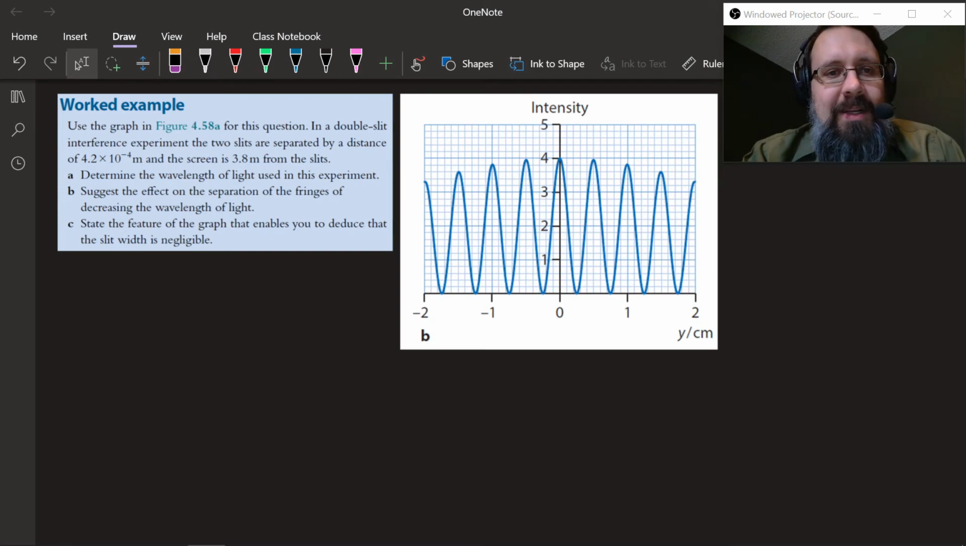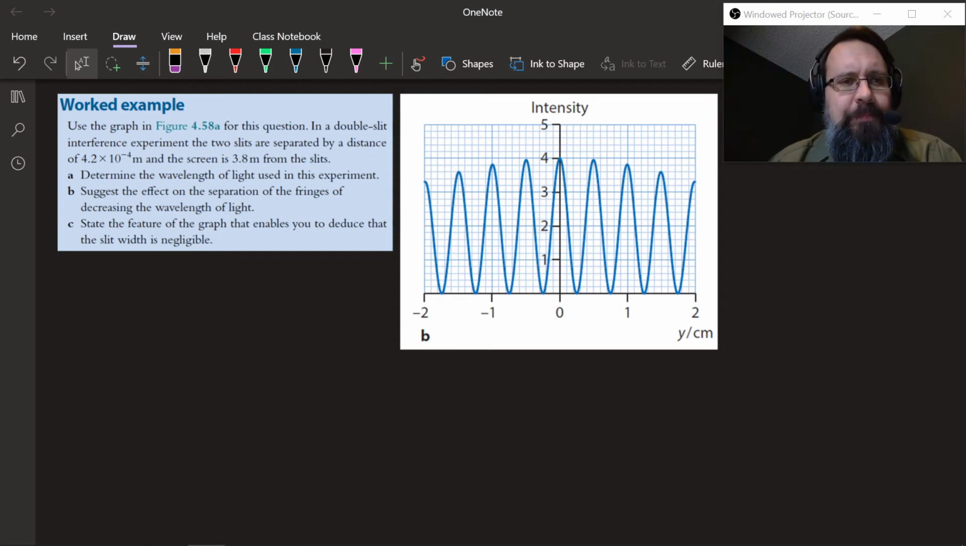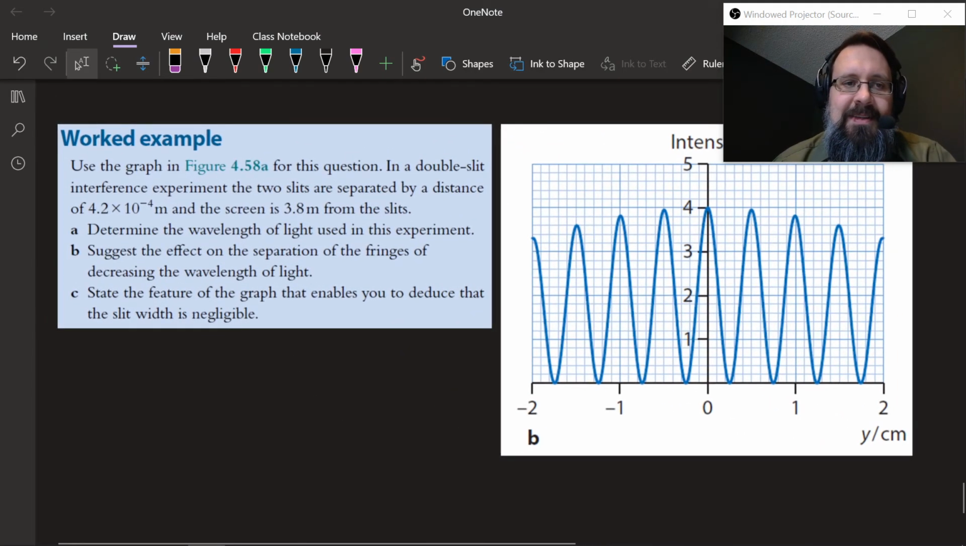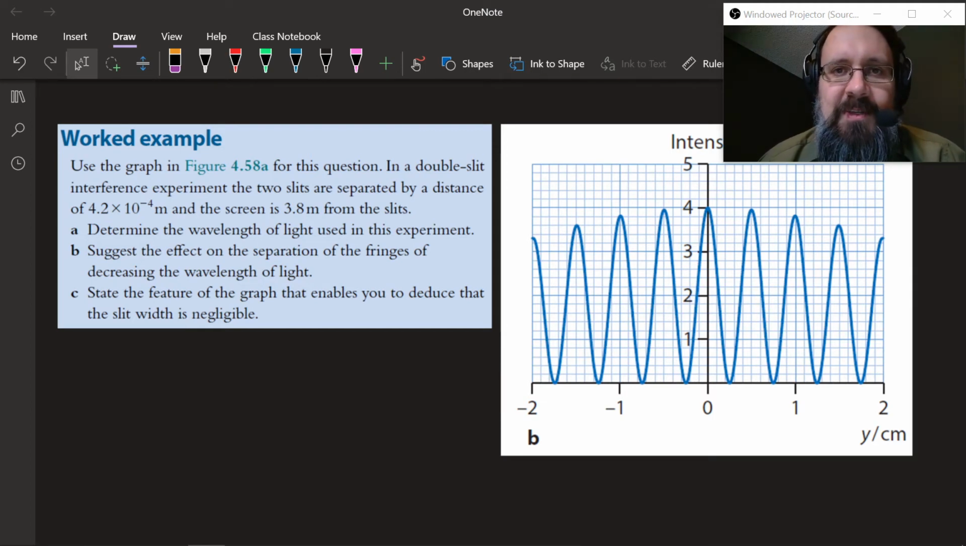Okay, we're going to look at this worked example. This is very similar to a practice question I'll be giving you if you decide to do that option for your demonstrate your understanding. It says use the figure in this graph for this question. In a double slit interference experiment, the two slits are separated by a distance of 4.2 times 10 to the negative 4 meters, and the screen is 3.8 meters from the slits. Question A, determine the wavelength of light used in this experiment.